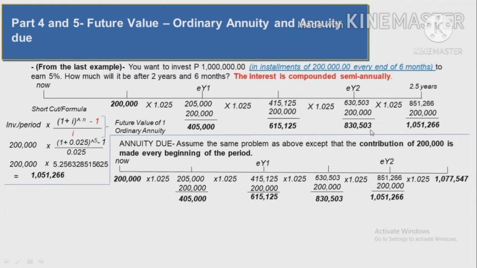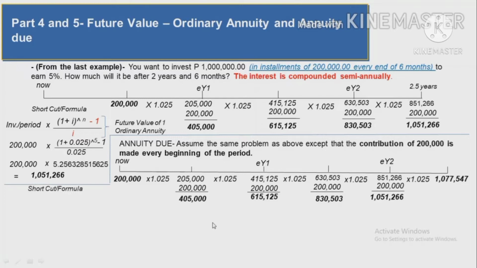So these two are similar because you have 200,000 here as investment 5 times. However, they are different on the timing. The first investment here is due immediately. That's why the fifth investment happened at the end of year 2. How about here? The investment only started after 6 months. That's why the fifth investment of 200,000 happened at the end of 2.5 years.